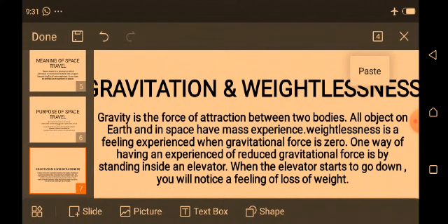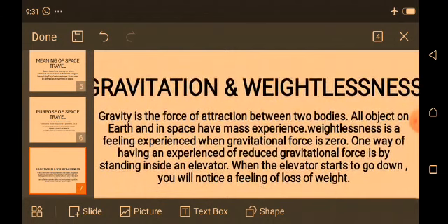So now in space, without the help of those space suits, an astronaut cannot maintain standing on the surface of the earth. It's not going to be possible. Now, there is a relationship between gravity and weightlessness. Weightlessness is a feeling experienced when the gravitational force is zero. The thing that is supposed to pull you back, when it is zero, then you call it weightlessness.